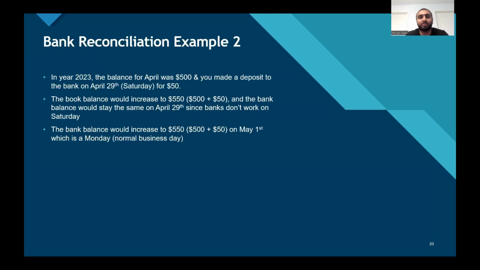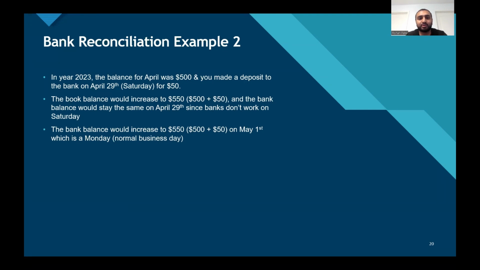So let's go over another example where we may just be depositing a check in our bank account. In the year 2023, the balance for April was $500, and you made a deposit to the bank on April 29th, which was a Saturday, for $50. So the book balance would increase to 550, right? Because we immediately record that.